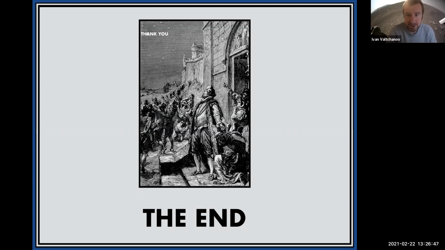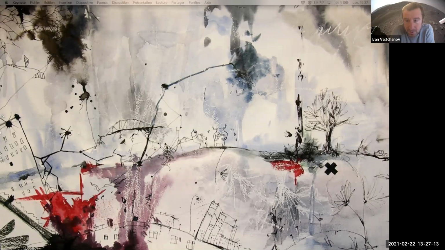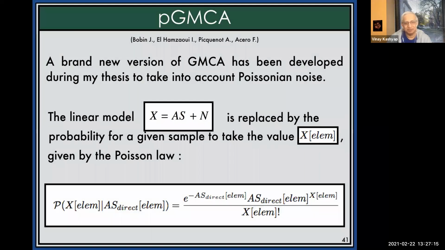I have one question. So in this PGMCA, have you tried to apply this variance stabilizing technique, the Anscombe transform, to your data cube to move from the Poisson to the Gaussian case? How do we move from Gaussian to Poissonian? Poisson to Gaussian. Take the square root. It's the Anscombe transform.